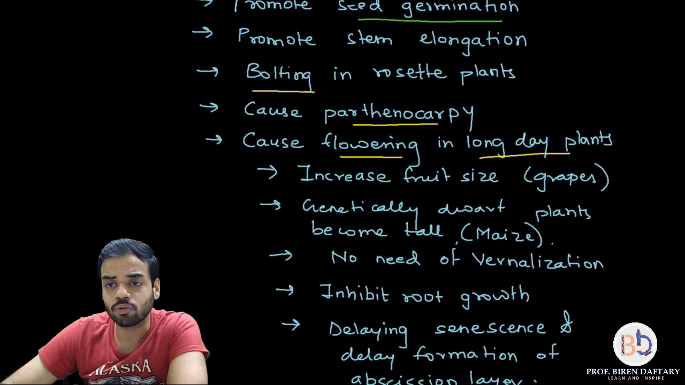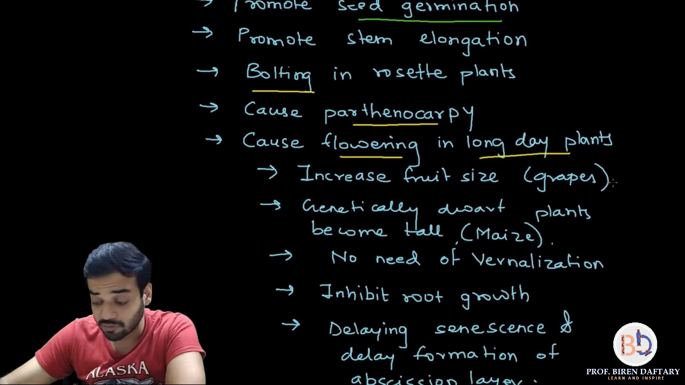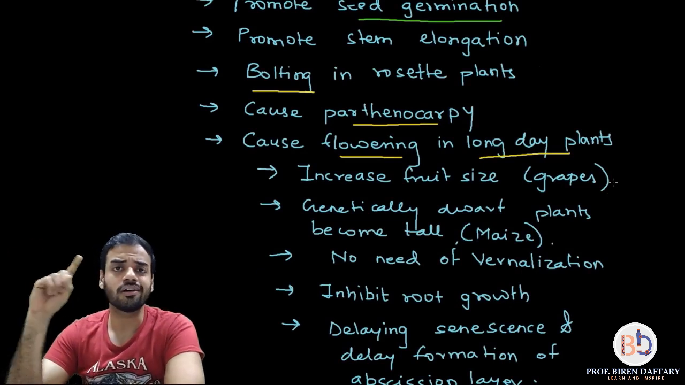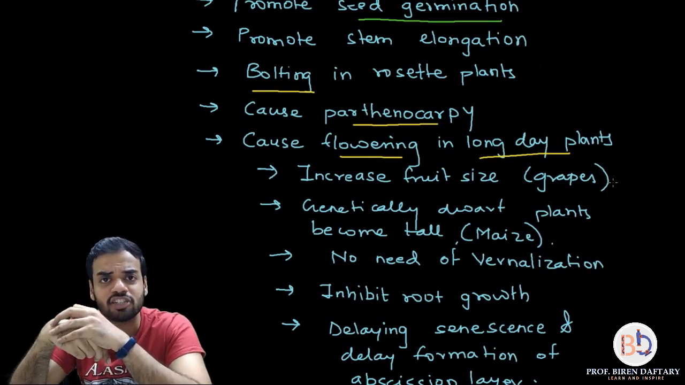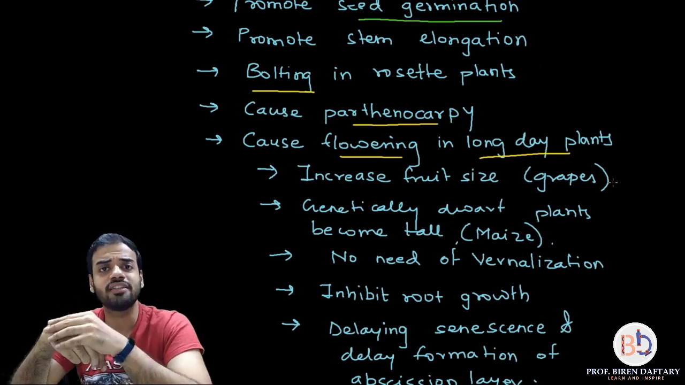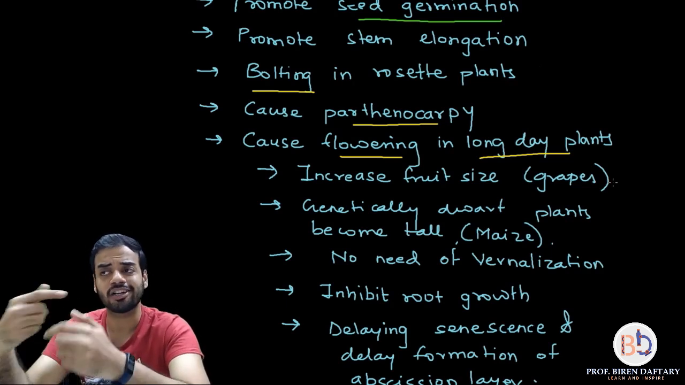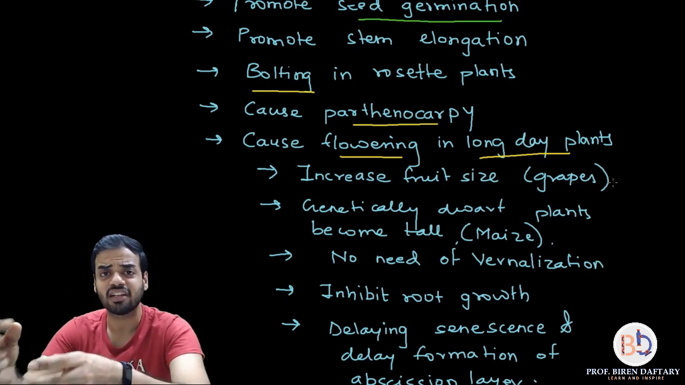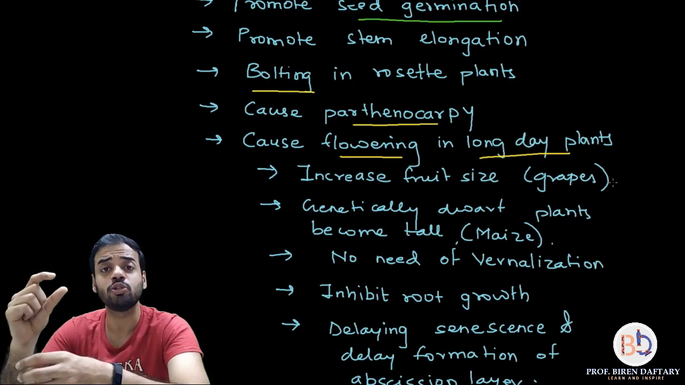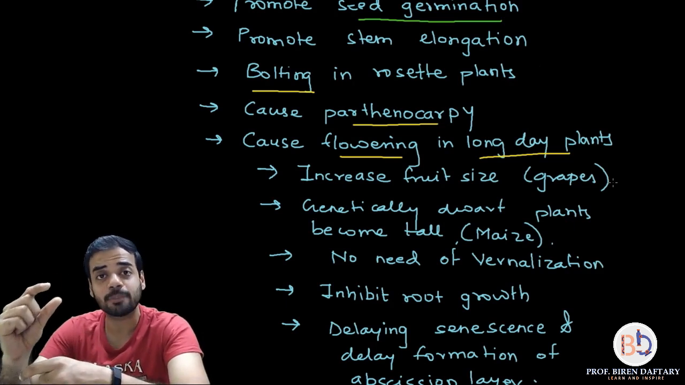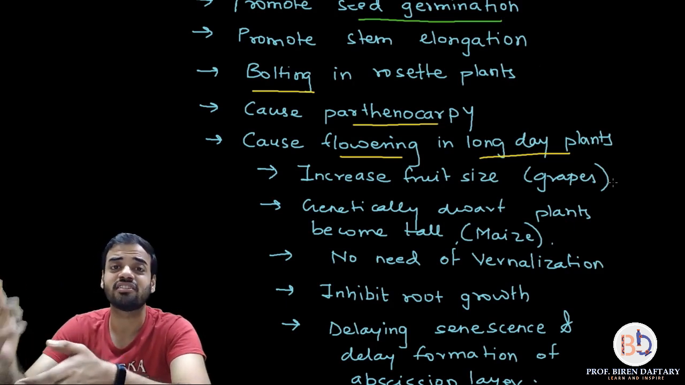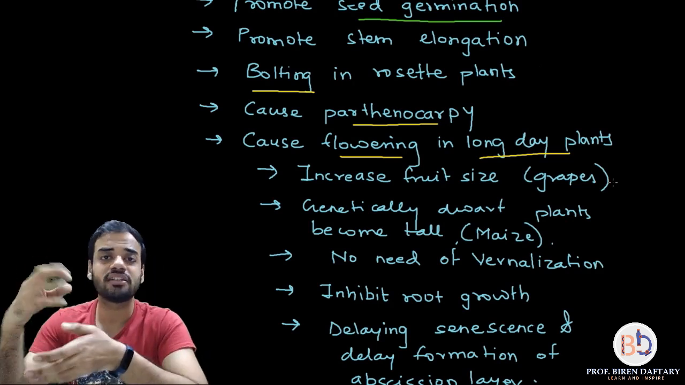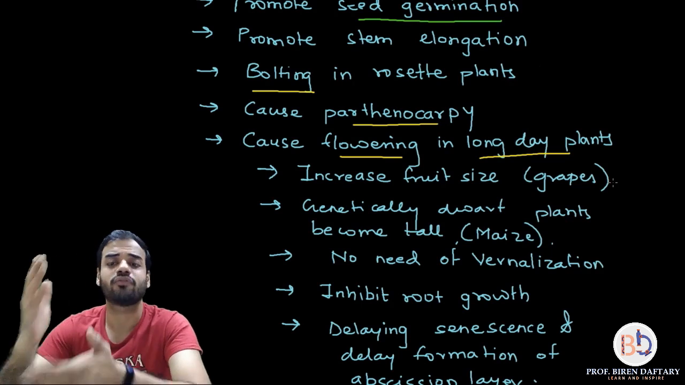Next we come to: they increase the fruit size. Nowadays, most of the grapes that you get are huge in size. Earlier, 8 to 9 years back, the grapes were much smaller. But nowadays, because of these growth hormones which are synthesized artificially, the size of the grapes has become huge. These bigger sized grapes are obtained by using gibberellins. This is one of the very important applications of gibberellins. They are used for increasing fruit size, especially in the case of grapes.